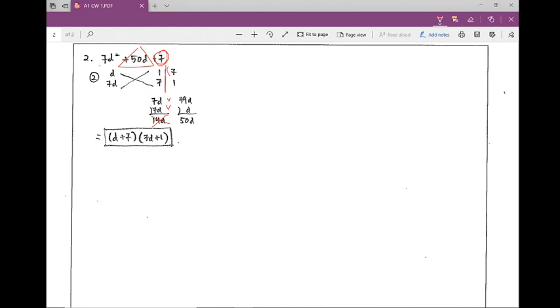So I'm going to try 7. 7d times 7 is 49d. D times 1 is going to be d, and I get 50d, which is exactly what I wanted. So when I write my answer, I write across d plus 7 and 7d plus 1. And that's your answer.